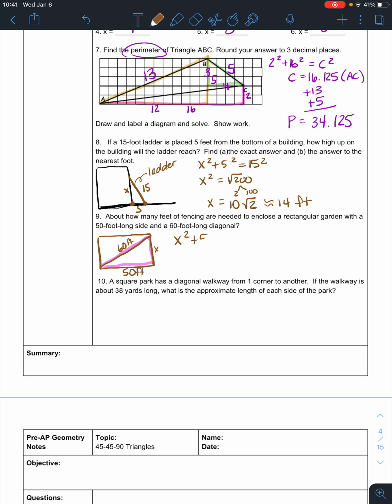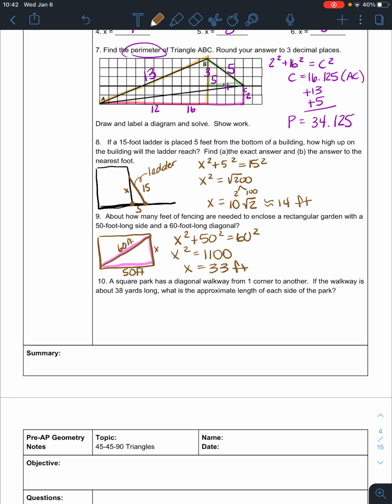x squared plus 50 squared is equal to 60 squared. So I have 3,600 minus 2,500 is 1,100. And then it says to about how many feet. So the square root of 1,100 is 33.16. So it's about 33 feet, 33.2 feet.